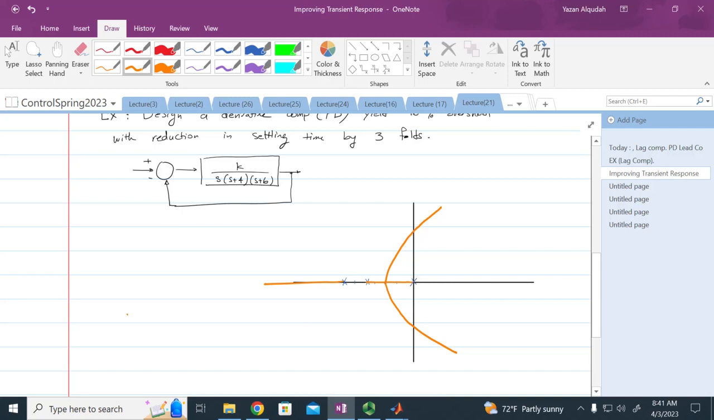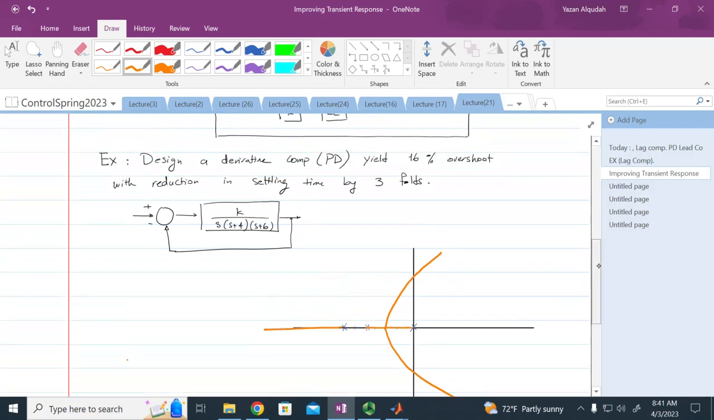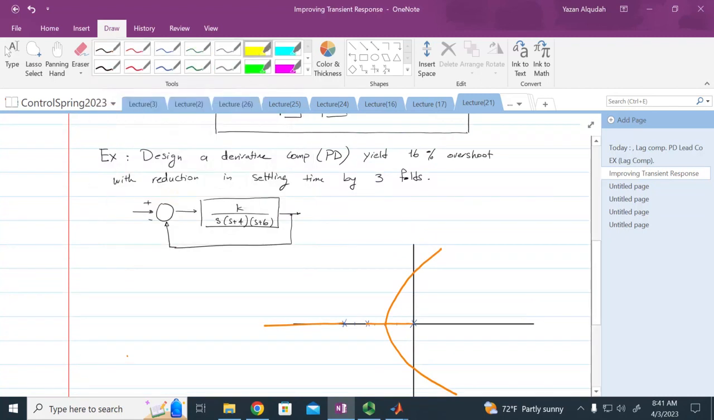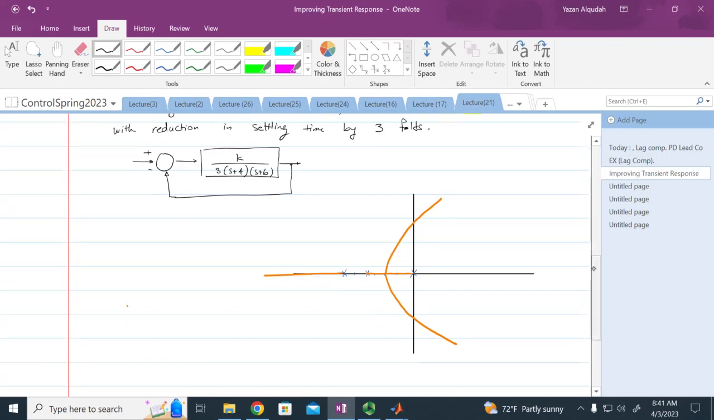So this is how the root locus looks like. We're gonna find where we are operating on this root locus. What is it that we're given that will help us determine where we are currently operating? The overshoot. So therefore, I'm gonna see if I'm operating at 16% overshoot, what is this gonna give me?